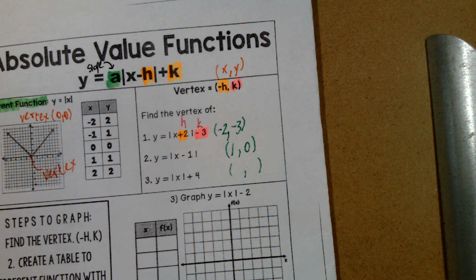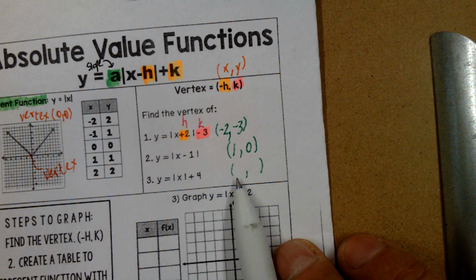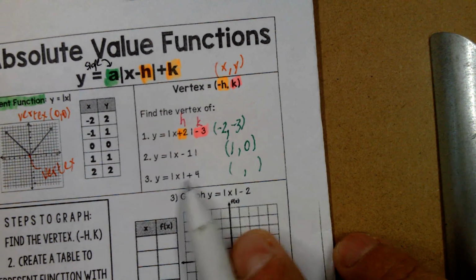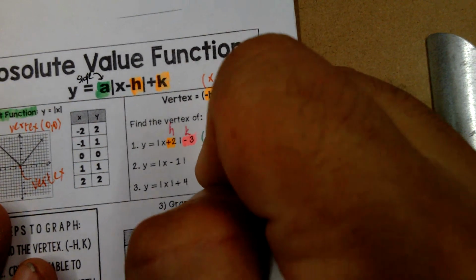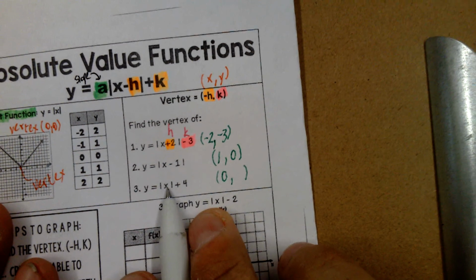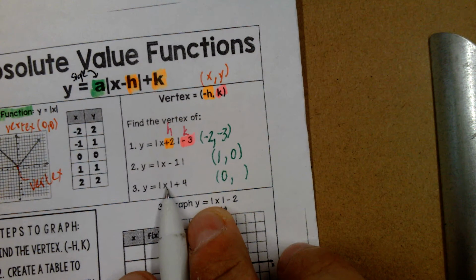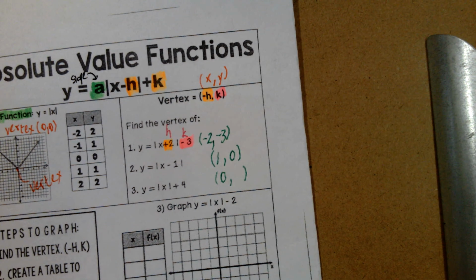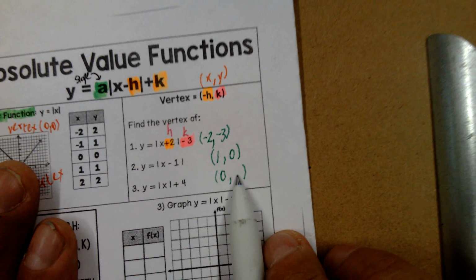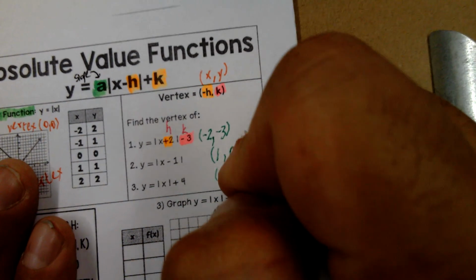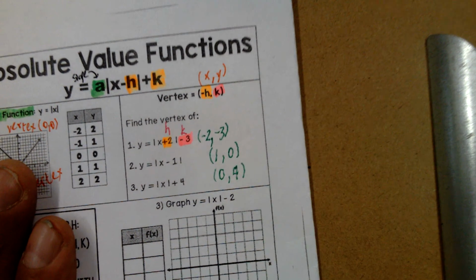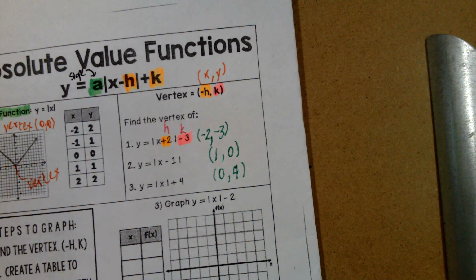And they're purposefully giving you the trickier ones, I think. What would the x value be? What's our h value? 0. Yeah, we're not adding or subtracting anything inside the absolute value symbol, so it's 0. How about the k value? Positive 4. There you have it. Okay, so I think we're in good shape.